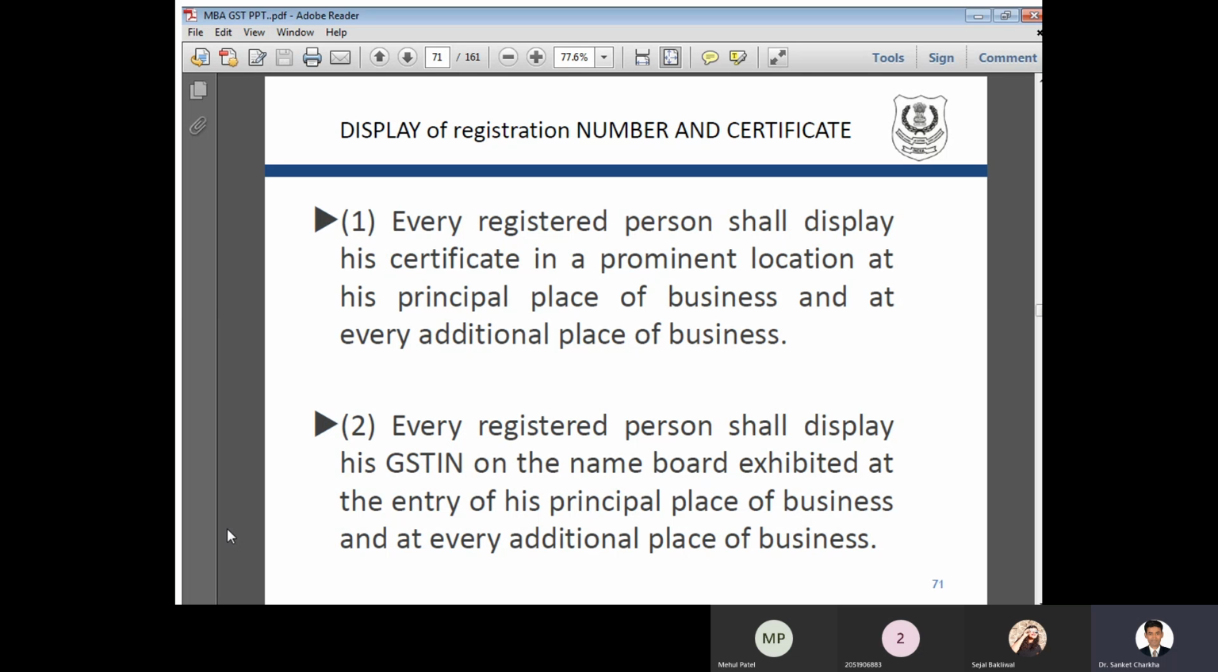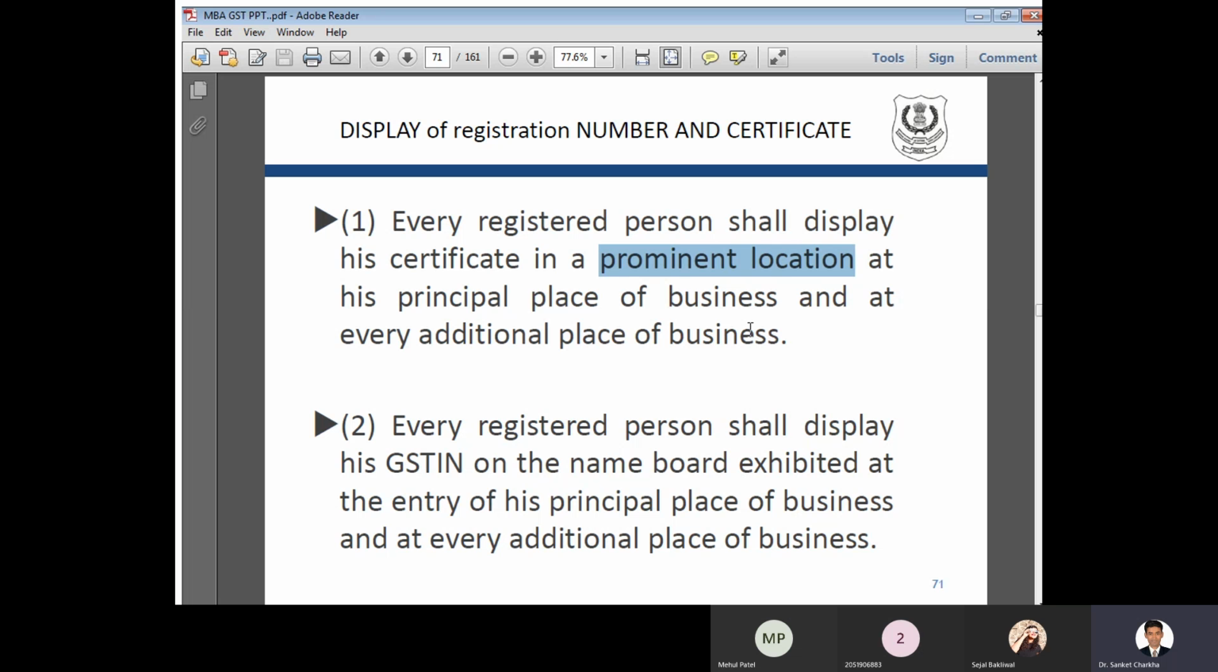Prominent location is a particular location. The definition of prominent location is wherever it is visible to each and every individual visiting your organization. Any stakeholder, whether a customer, businessman, outsider, government entity, employee or employer, anyone visiting your business premises must be able to see the GST number, and it should be clearly identifiable. That particular place is called a prominent location, and it must be displayed there.